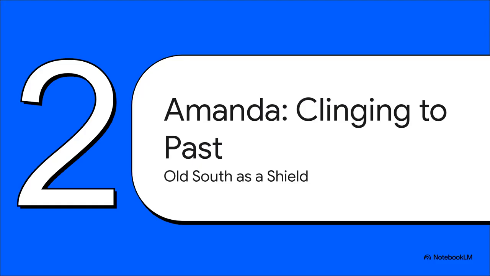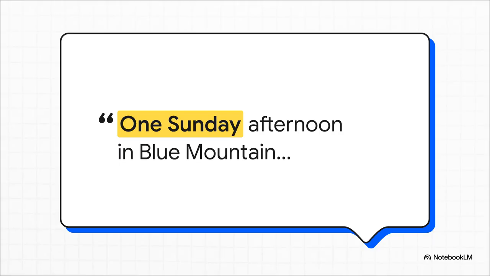Moving right along to Section 2, let's talk about Amanda and how she uses the Old South as a literal shield against poverty. Amanda is a perfect example of using the past to hide from the present. Now, she's a character who frequently gets mislabeled as just the bad guy, but she isn't just a villain. She's a terrified, hard-working single mother who has been completely abandoned.